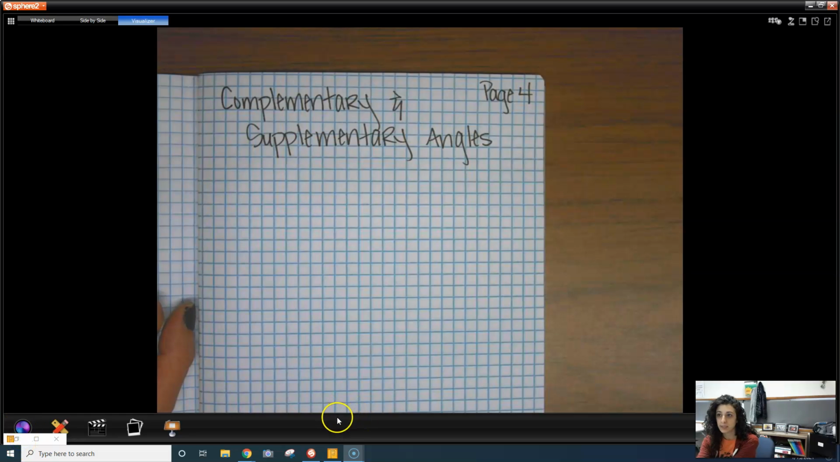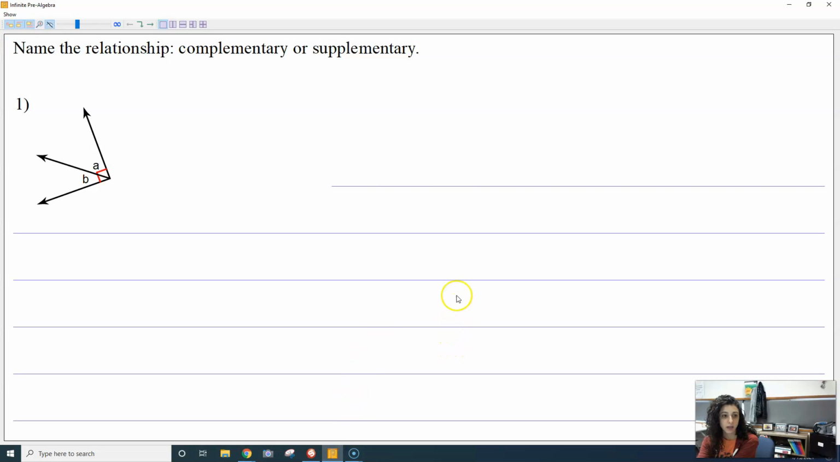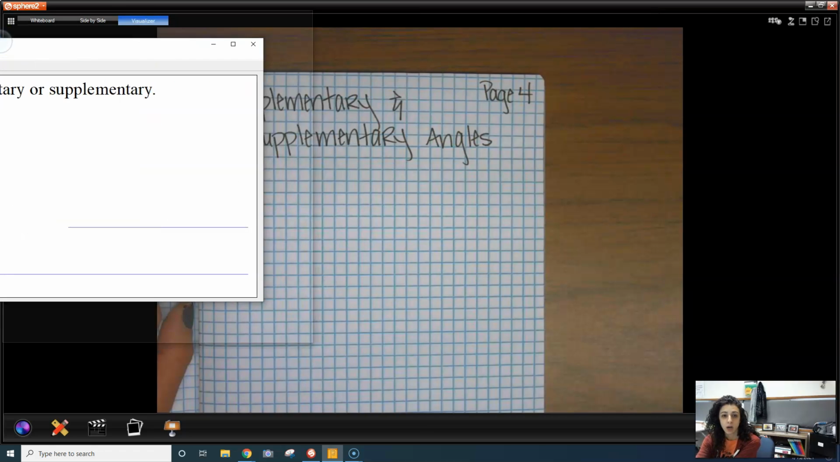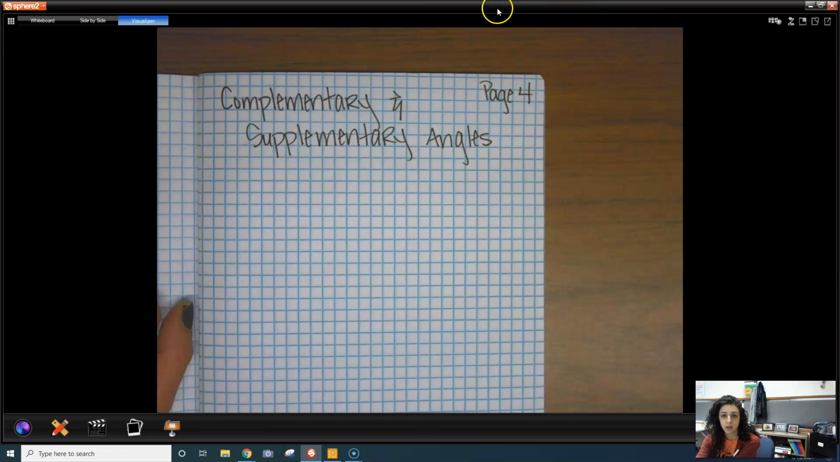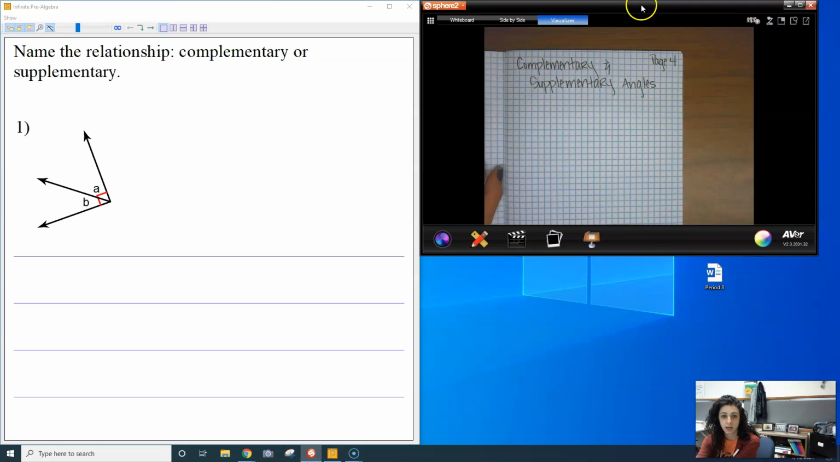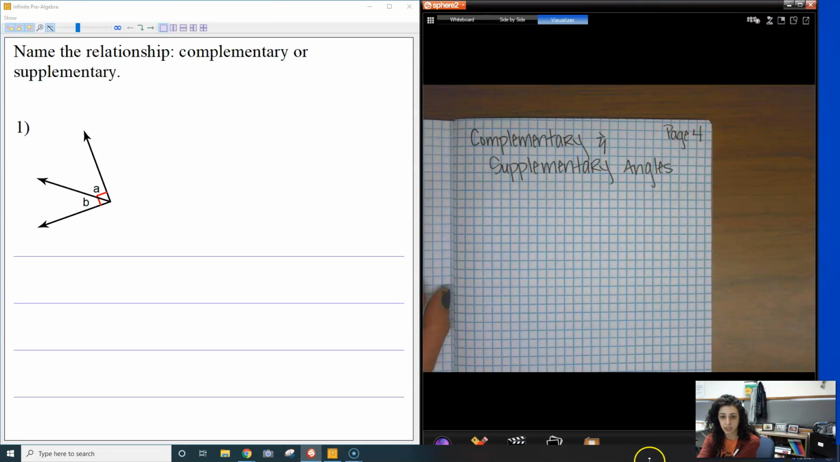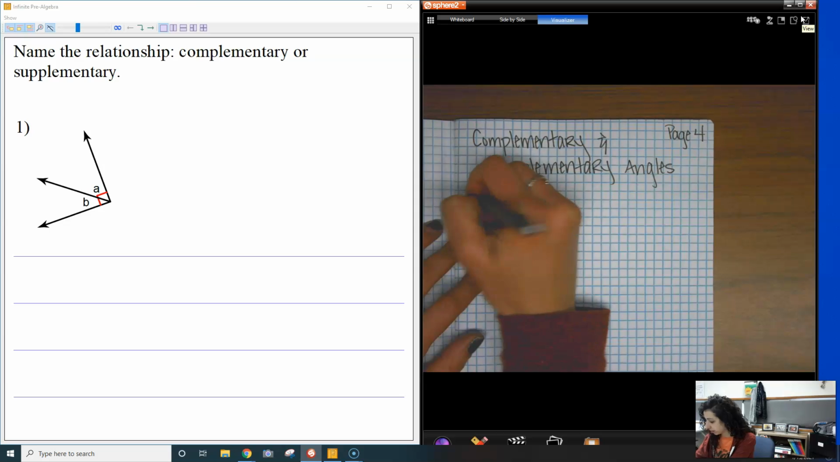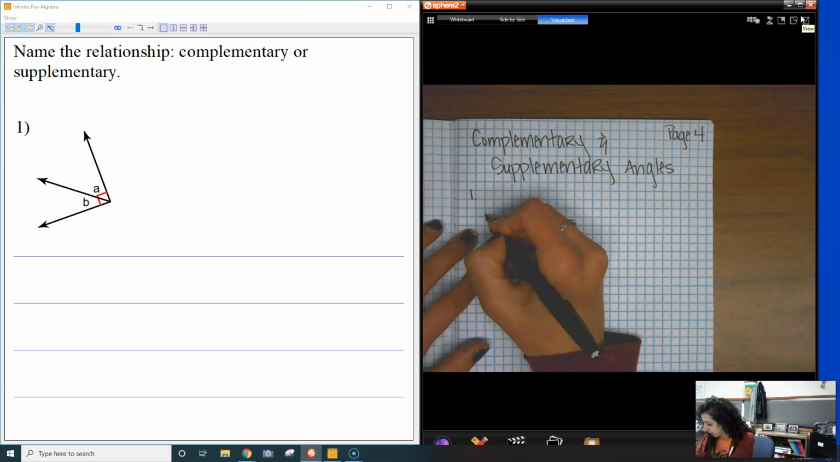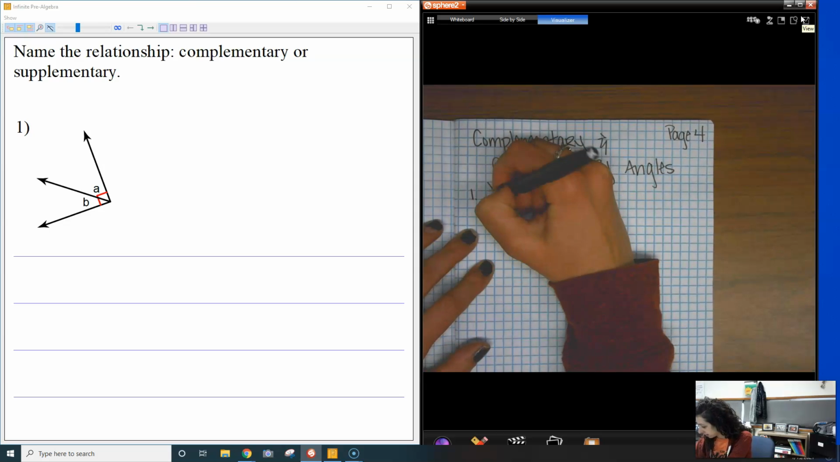We're going to do a couple example problems together. So here is number 1, and it says name the relationship as complementary or supplementary. So I'm just going to pull this side by side with my notebook and copy the image into my notes and be able to answer if it's complementary or supplementary. So number 1 is an angle that looks like this.